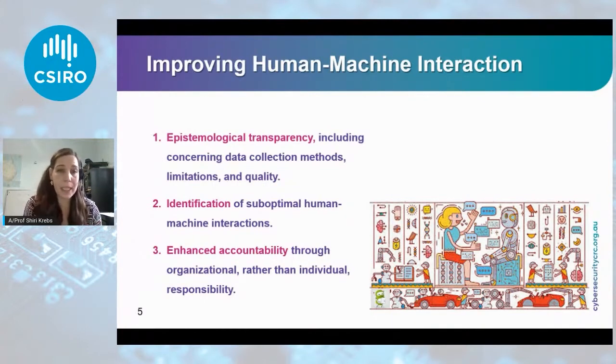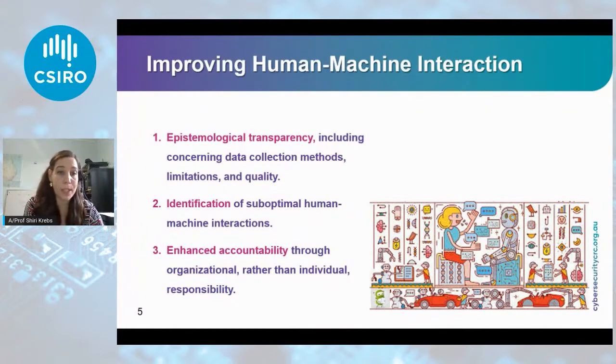The other point is the need to identify suboptimal human-machine interactions. So we need to understand some of those areas where the technology is overly trusted, or when humans learn not to exercise their own judgment and common sense in the face of technology-based data. And then finally, I'm suggesting in some of my other papers enhanced accountability through organizational rather than individual responsibility.